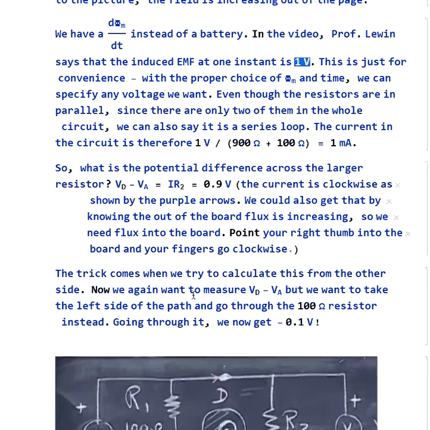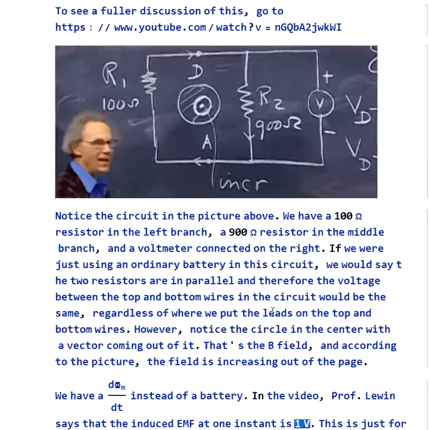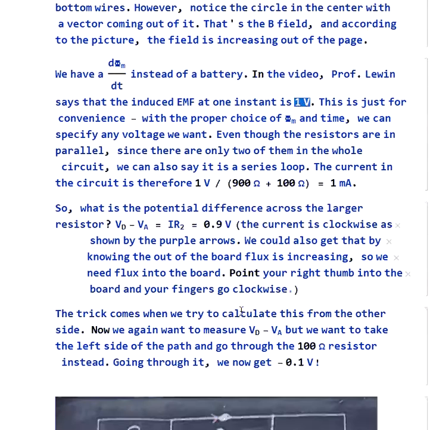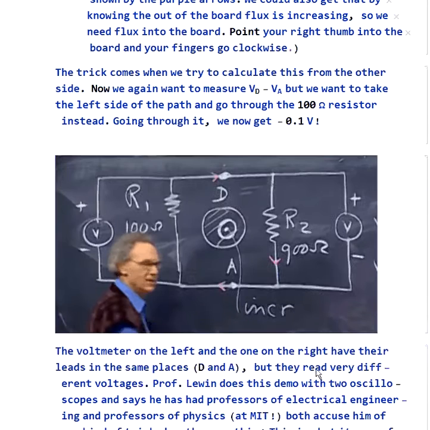Now, what about the other side? We again want to measure VD minus VA, but we're going to get a different answer. When we do that, we get our 1 milliamp times 100 ohms, we get negative 0.1 volts. We get a different answer here than here.